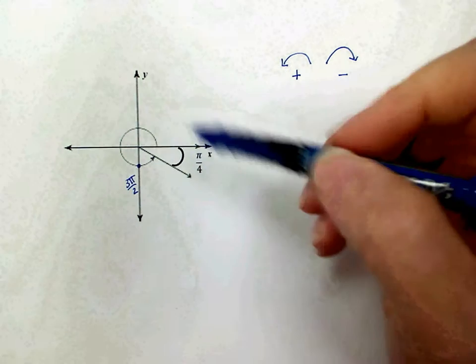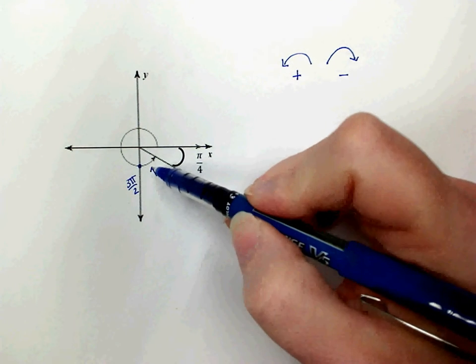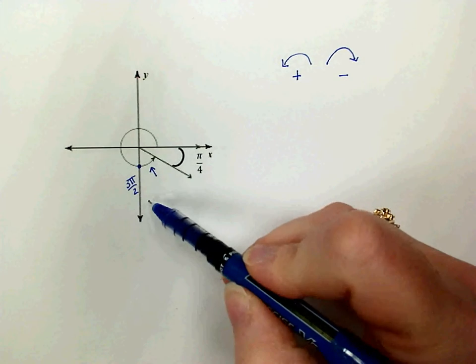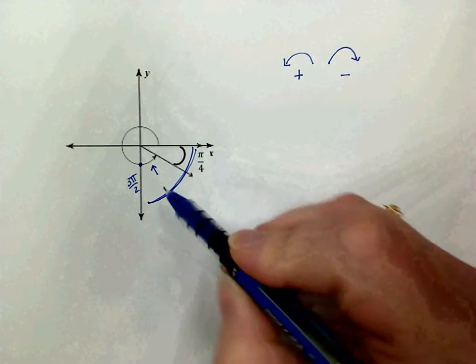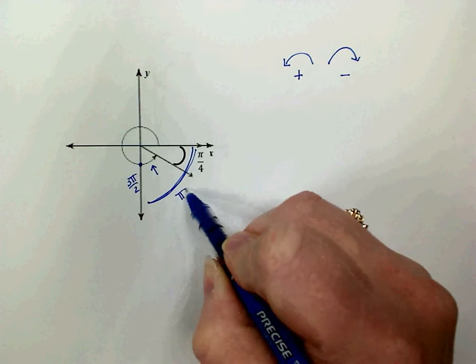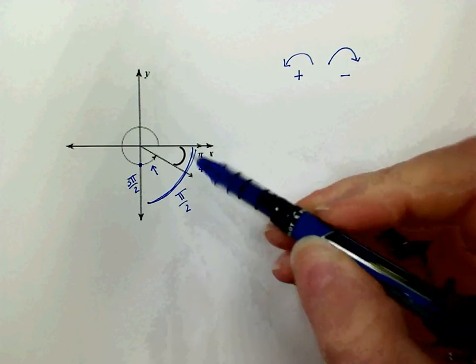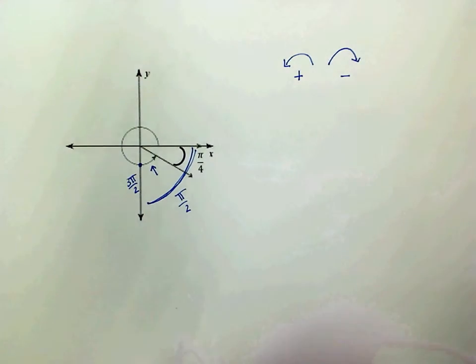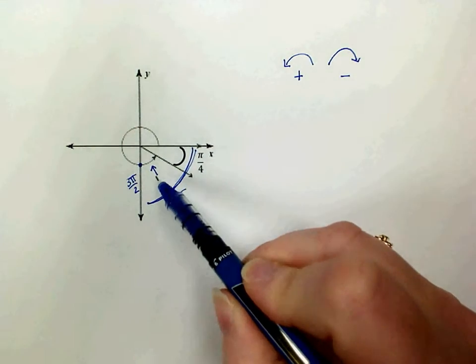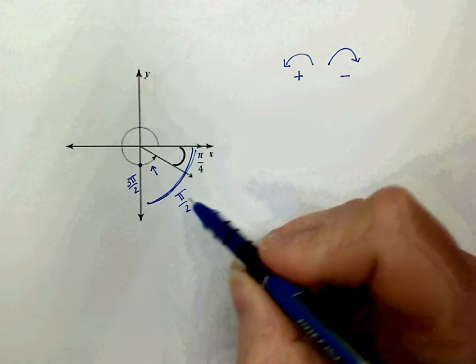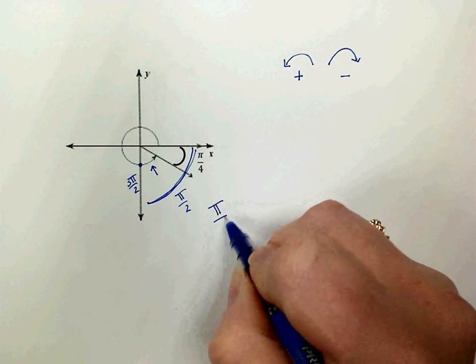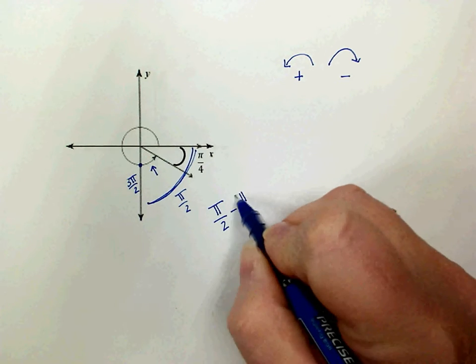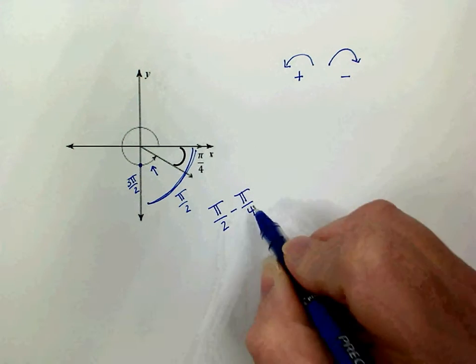And so to figure out what this section is right here, we have to know that this 90-degree section of the coordinate plane would be pi over 2 radians. And we know that this section right here is pi over 4, so I can find the remaining part right here by subtracting the whole minus the part. So taking pi over 2 and subtracting pi over 4 from it, whole minus part.